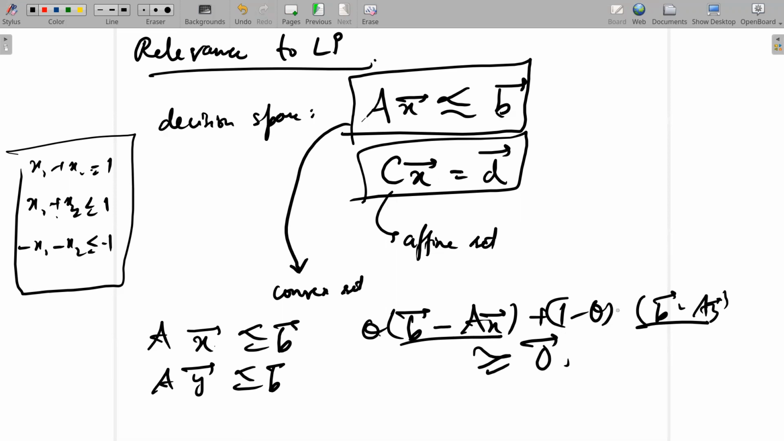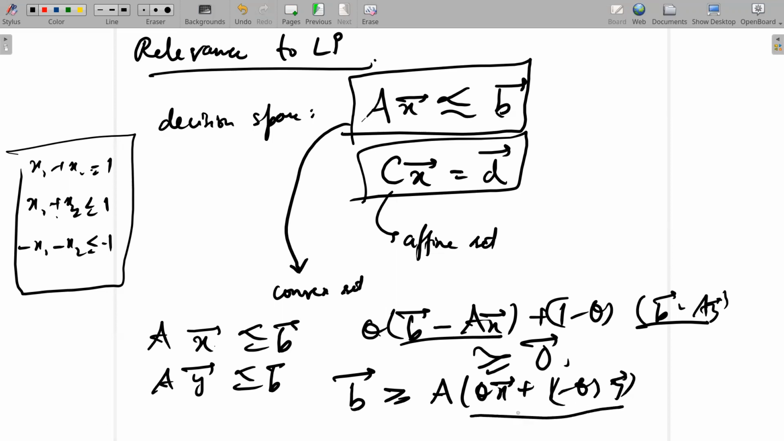So theta b plus (1 minus theta) b will again just give you b. The rest will just tell you A(theta x plus (1 minus theta) y). So if x and y satisfy this inequality, then their convex combination will also satisfy it. So this is in fact a convex set. And in order to write it in this manner, we needed convex cones.